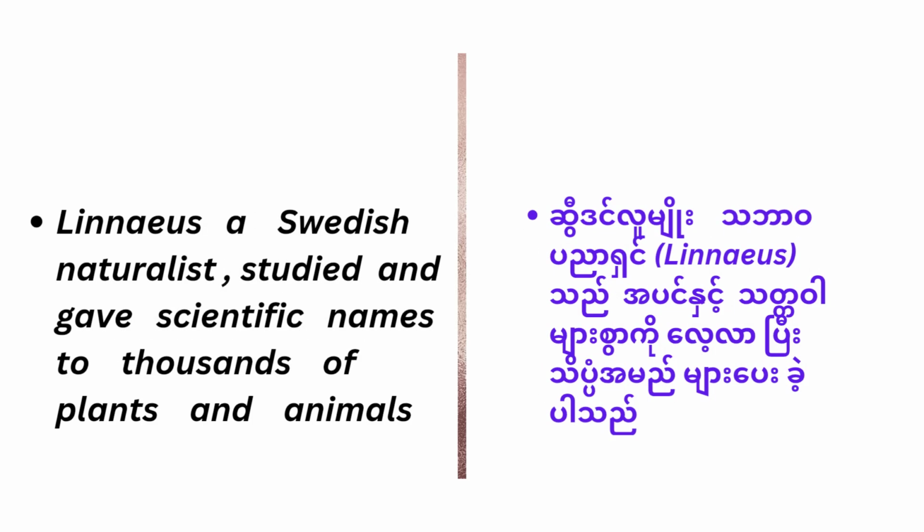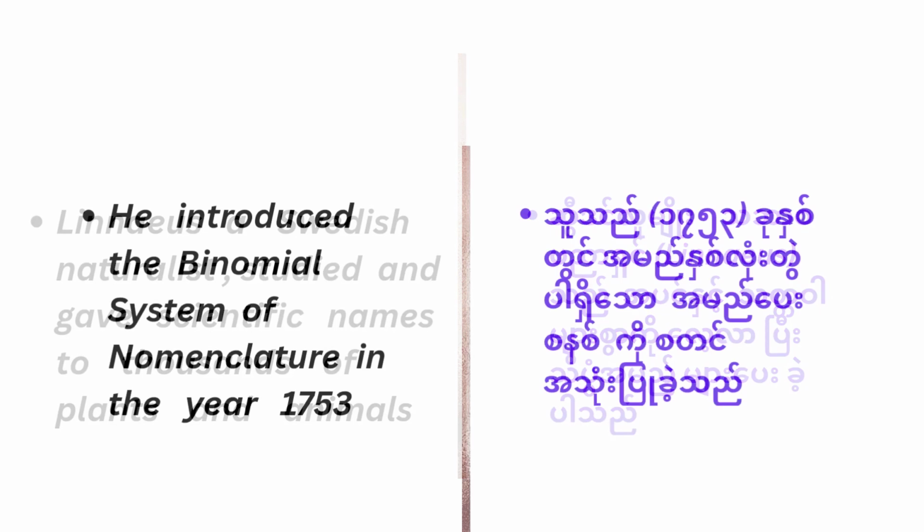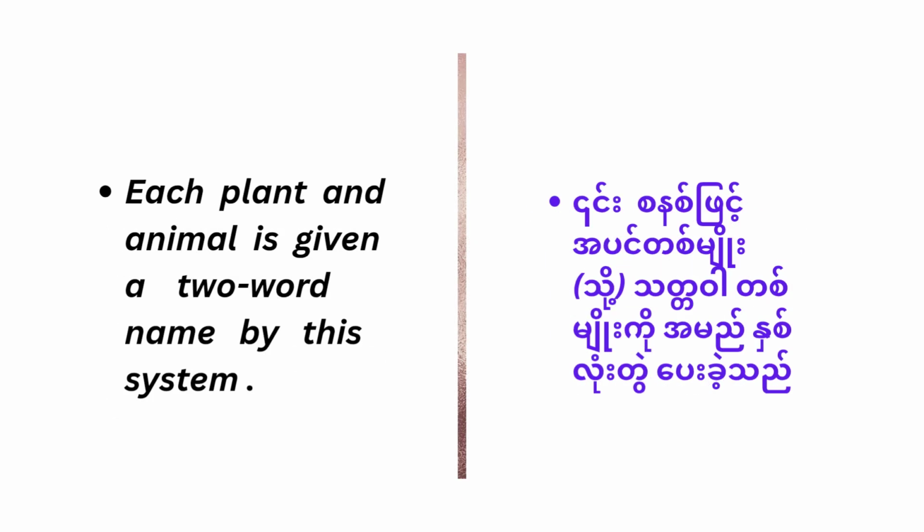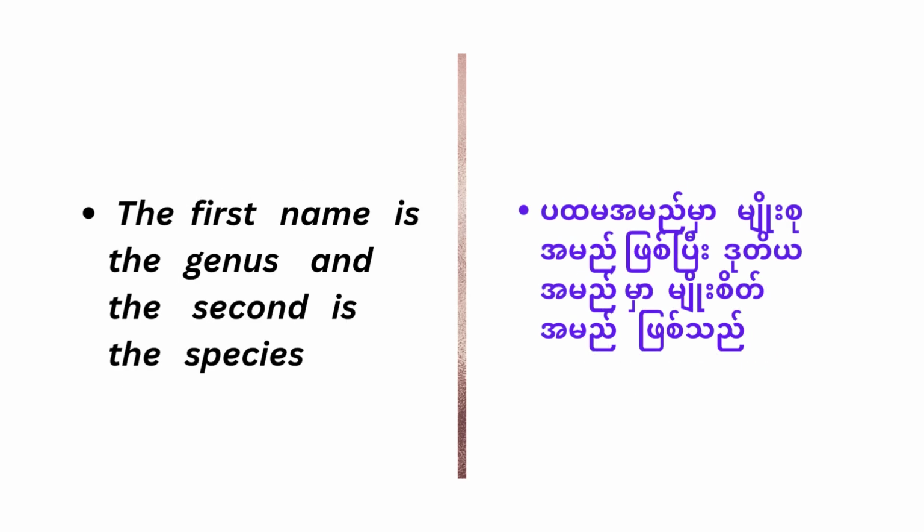Linnaeus, a Swedish naturalist, studied and gave scientific names to thousands of plants and animals. He introduced the binomial system of nomenclature in the year 1753. Each plant and animal is given a two-word name by this system. The first name is the genus and the second is the species.